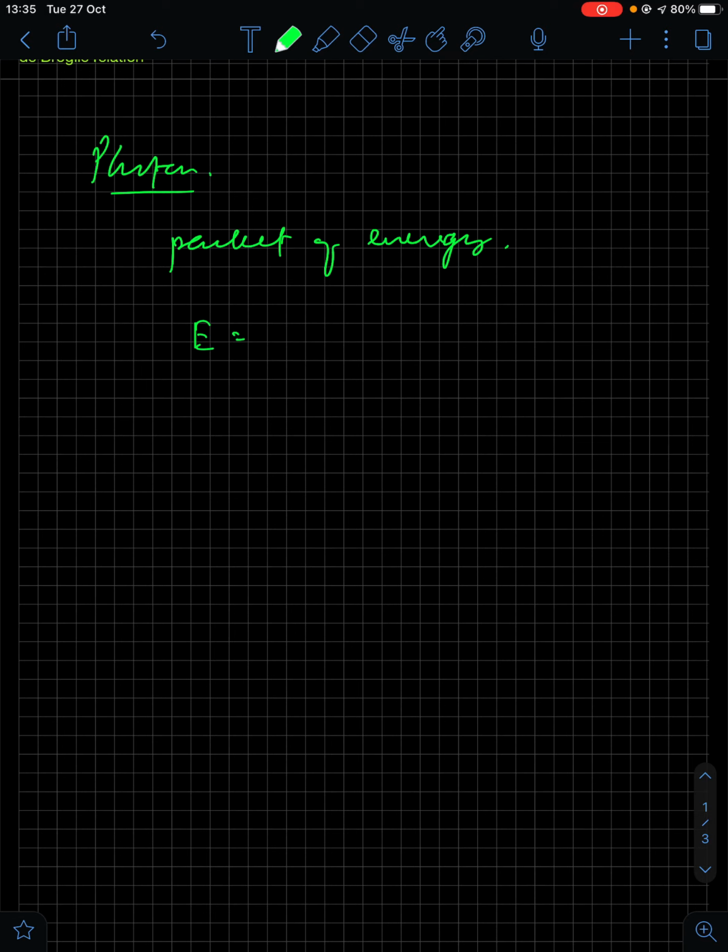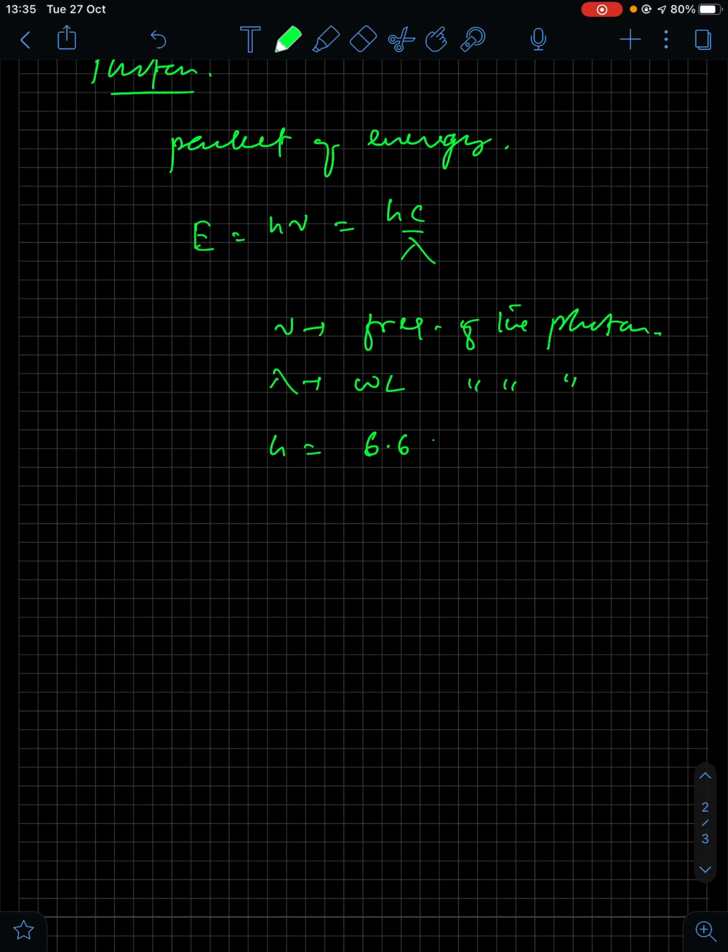Now the energy of a photon is given by E equals h nu, and that is equal to hc by lambda, because nu is frequency, h is Planck's constant, so nu equals c by lambda. All right, so here nu is the frequency of the photon, lambda is the wavelength of the photon, and h is your Planck's constant, whose value is 6.6 into 10 to the power minus 34 joule second. In electron volt second unit, it gives you 4.14 into 10 to the power minus 15 electron volt second, okay.